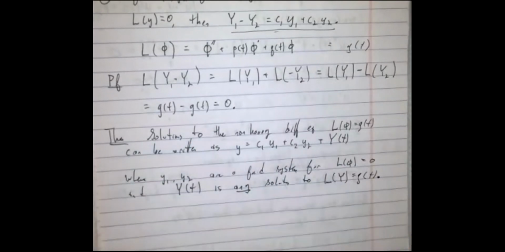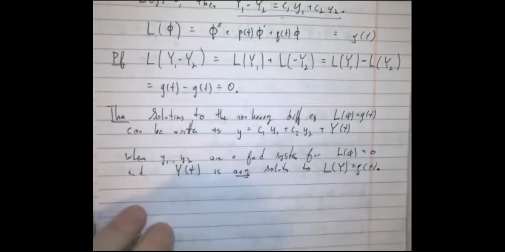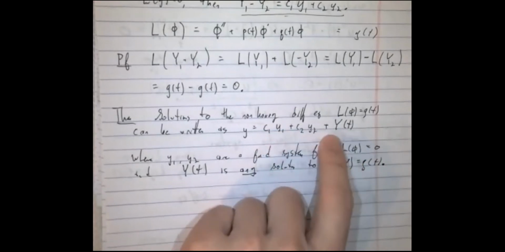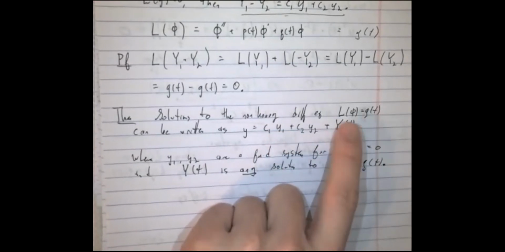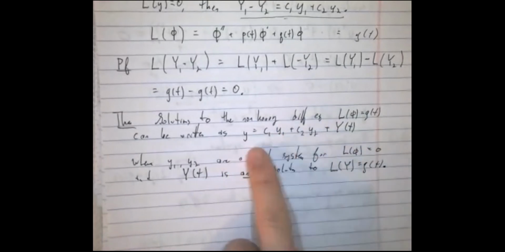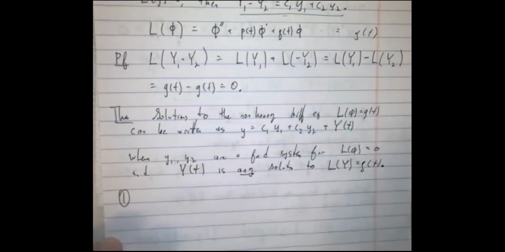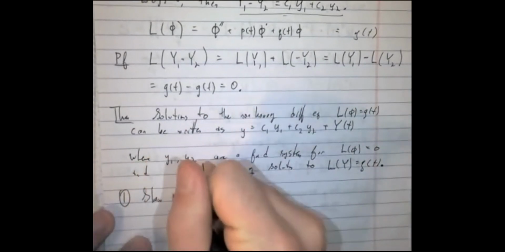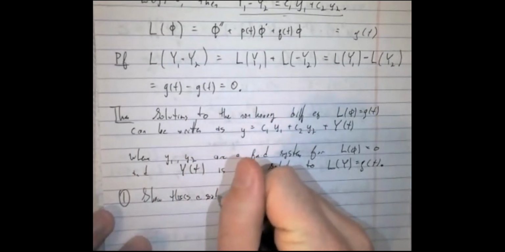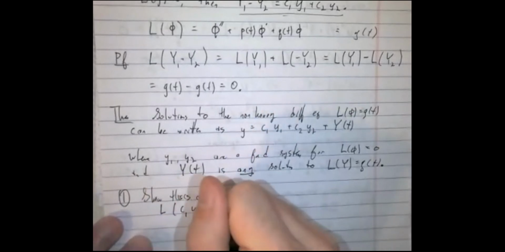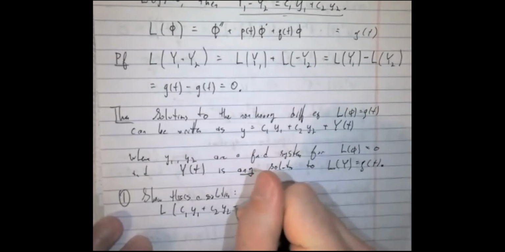So essentially what this is saying is that in order to write any solution to the non-homogeneous differential equation, all you need is a fundamental system for the homogeneous piece, and then any solution that works. So first of all, we should check that indeed expressions like this do form a solution, but this is clear. So one, show that these are solutions. But this is easy. What is L of c1 y1 plus c2 y2 plus Y?